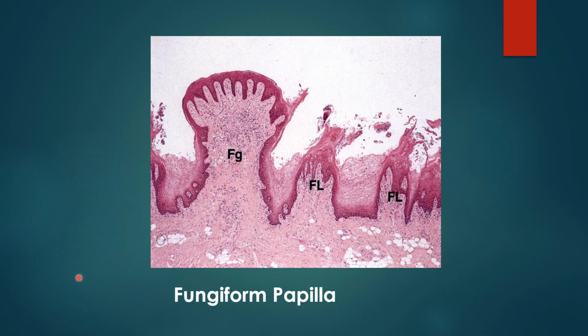Fungiform papilla, another very beautiful diagram of the fungiform papilla: the rounded tip, the narrow stalk, the branched core or branched lamina propria, as well as the taste buds which are present over here, and the connective tissue. These are the filiform papillae.